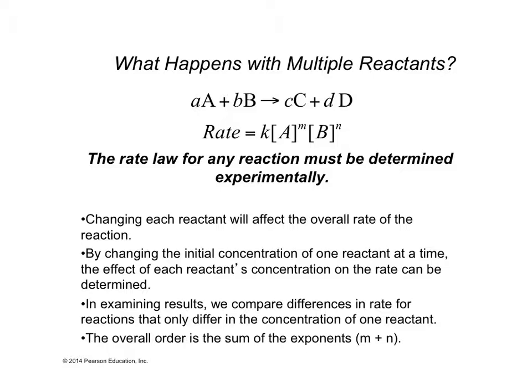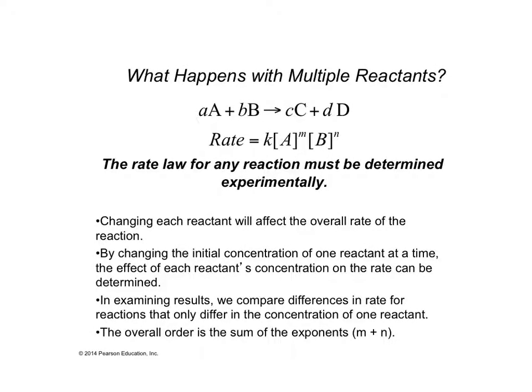What happens if we move on to reactions where we have multiple reactants? How are we going to figure out the orders of each of those? Because again, ideally, each of those is going to have its own effect on the overall reaction rate. So again, we're going to have to do experiments, and I'll show you what I mean by that in the next slide.